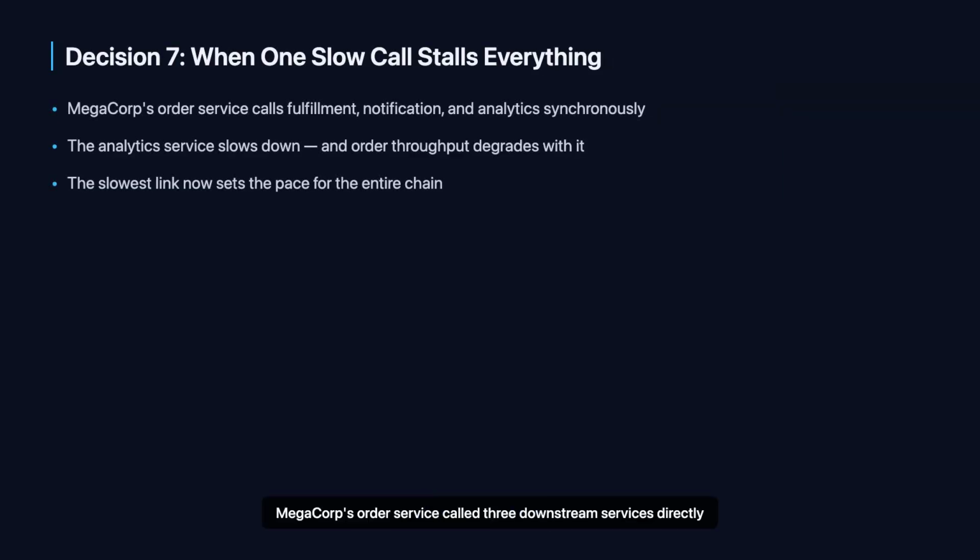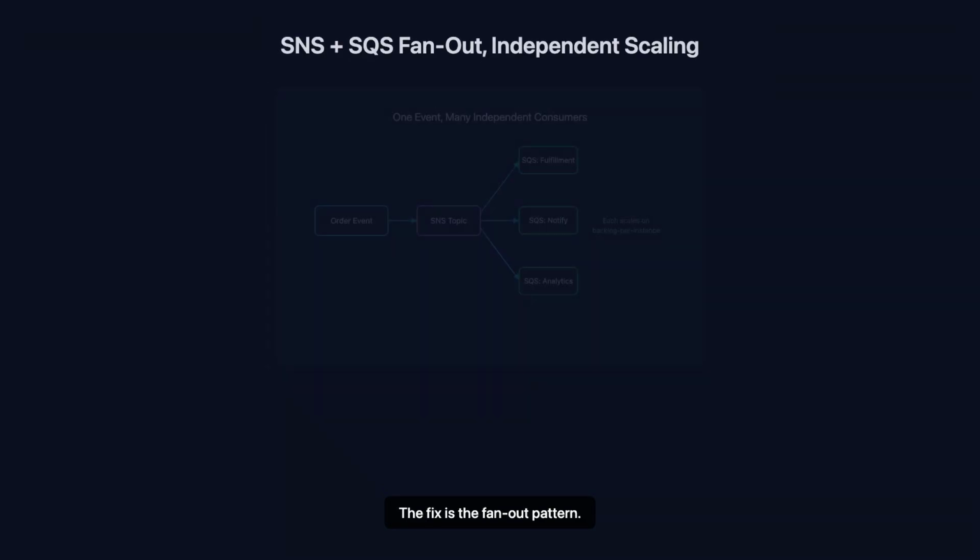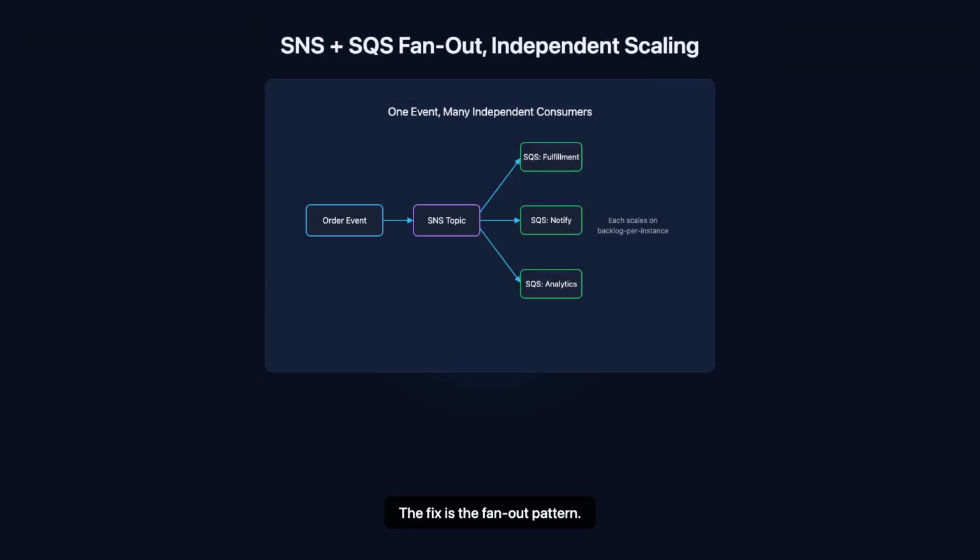Decision 7. Megacorp's order service called 3 downstream services directly and synchronously: fulfillment, notification, and analytics. Each order waited for all 3 to answer before it could complete. Then the analytics service hit a slow patch. And because everything was wired together in one synchronous chain, order throughput degraded right alongside it. The slowest link was suddenly setting the pace for the entire system, even though analytics is the least critical of the 3. The fix is the fan-out pattern.